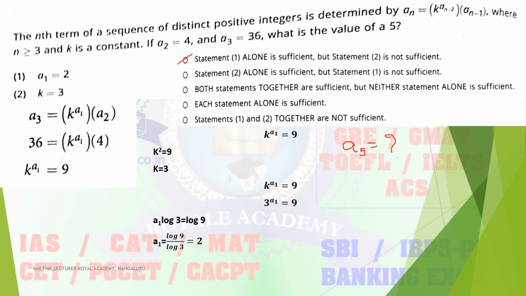The second statement, what is given? k is equal to 3. With k equal to 3, you can easily determine the value of a1. Take log on both sides: a1 log 3 is equal to log 9. So a1 is equal to log 9 divided by log 3. You will get the answer 2. So you can determine a1 as well as k in the second case also. So statement 1 and statement 2 individually make it possible to find the answer.